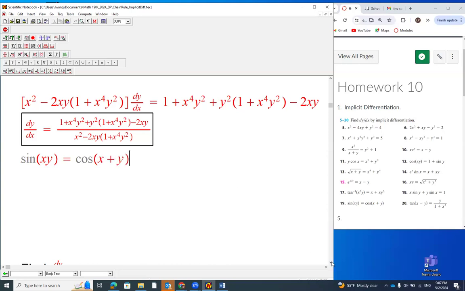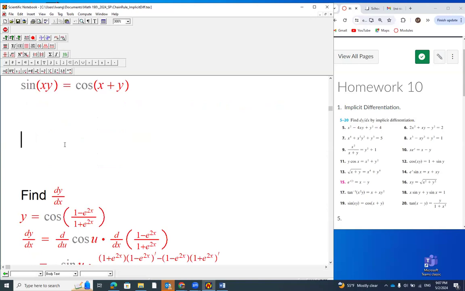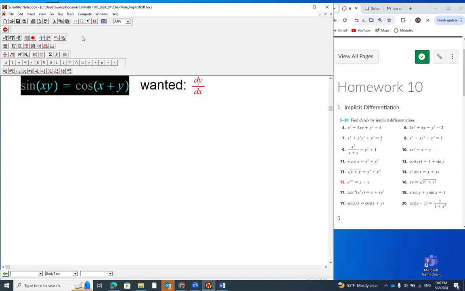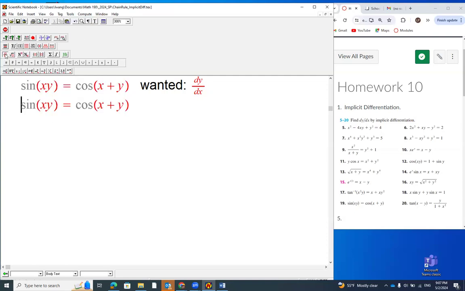And once again, we want dy/dx. So we differentiate on both sides. Derivative.